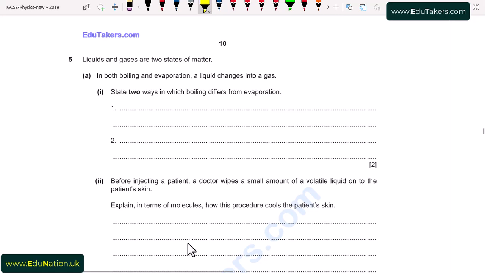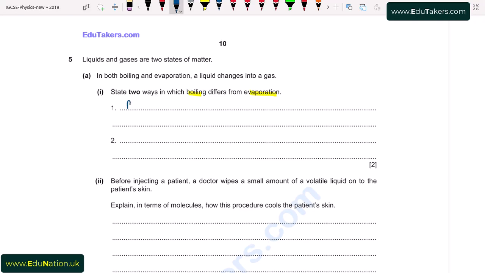Question number 5. Liquid and gases are two states of matter. In both boiling and evaporation, the liquid changes into a gas. State two ways in which the boiling differs from evaporation. So here we have to differentiate between the boiling and evaporation. So the boiling is a constant temperature process, while the evaporation causes the liquid to cool. Or we can simply say that in the boiling the temperature remains constant.